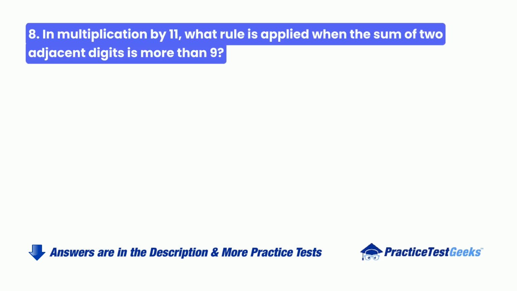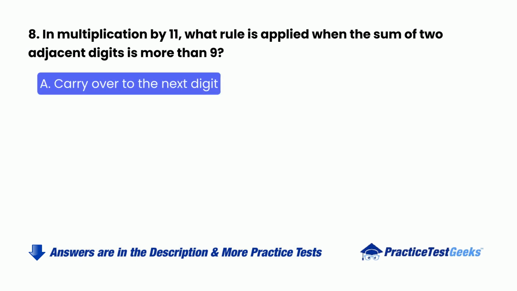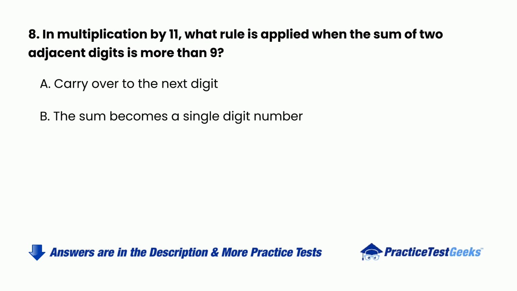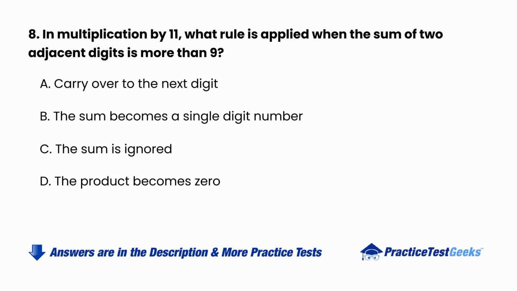8. In multiplication by 11, what rule is applied when the sum of two adjacent digits is more than 9? A. Carry over to the next digit. B. The sum becomes a single-digit number. C. The sum is ignored. D. The product becomes 0.